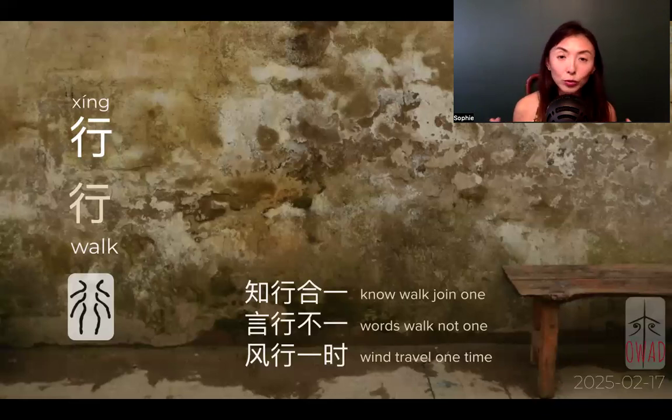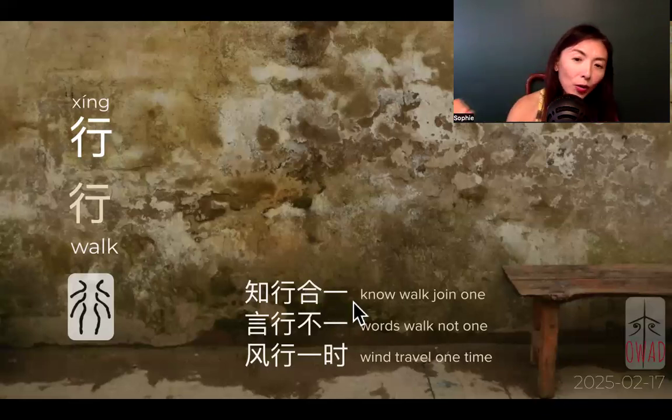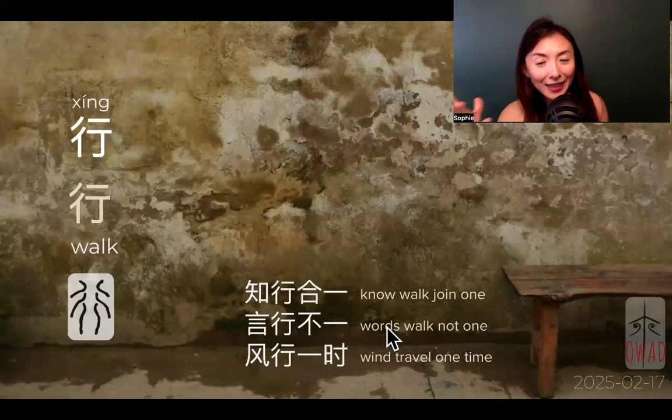You do what you think, what you believe in. You're not faking it. You truly believe so. Therefore, that's how you behave. That's 知行合一. 言行不一. Okay. One is 合一, join as one, meaning they are synchronized. 不一, they are disconnected. Not one. There are two double lines going on.